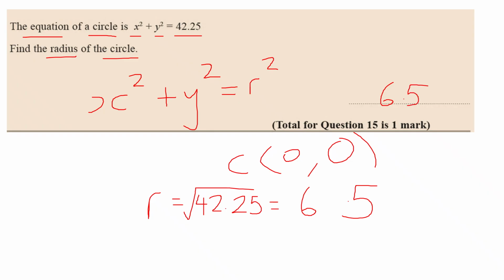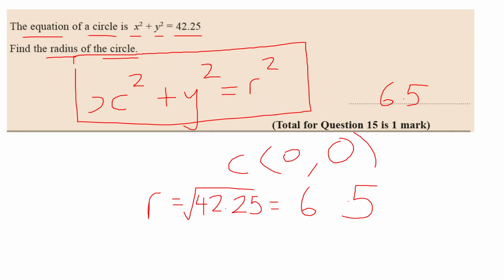So don't forget to revise equations of circles in the format x squared plus y squared is equal to r squared. All circles in GCSE maths are in this format, with center at the origin, (0, 0), and the radius is the square root of the number at the end.